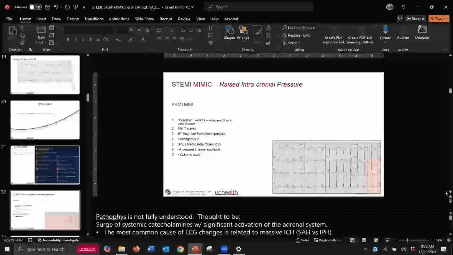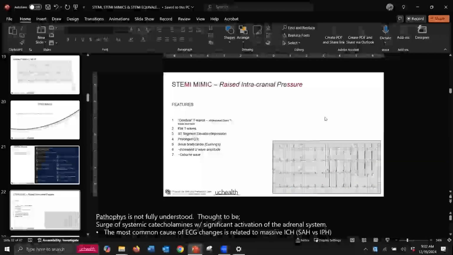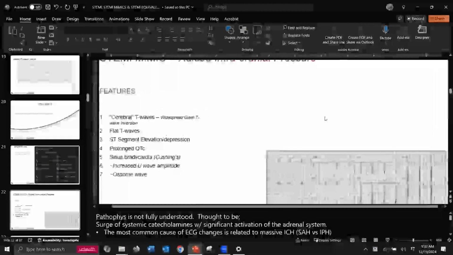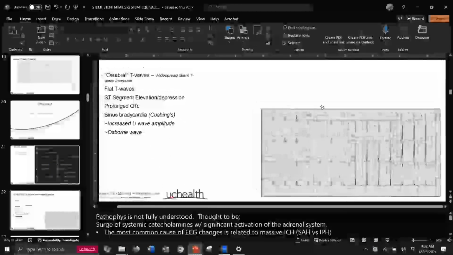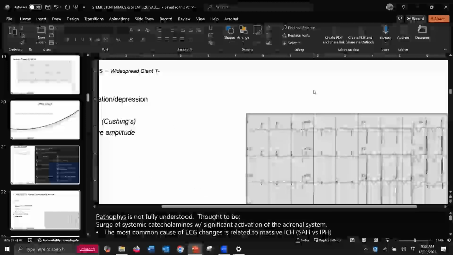Okay. So raised intracranial pressure. See if I can get my fingers working again. And everybody see that EKG a little bit better?